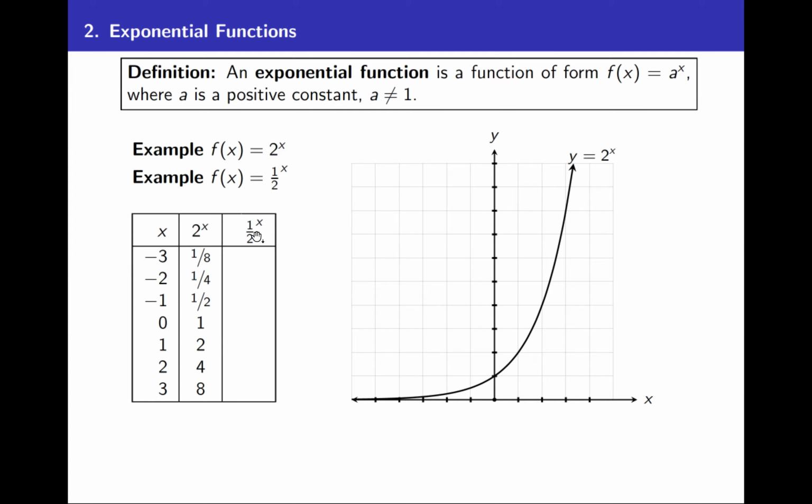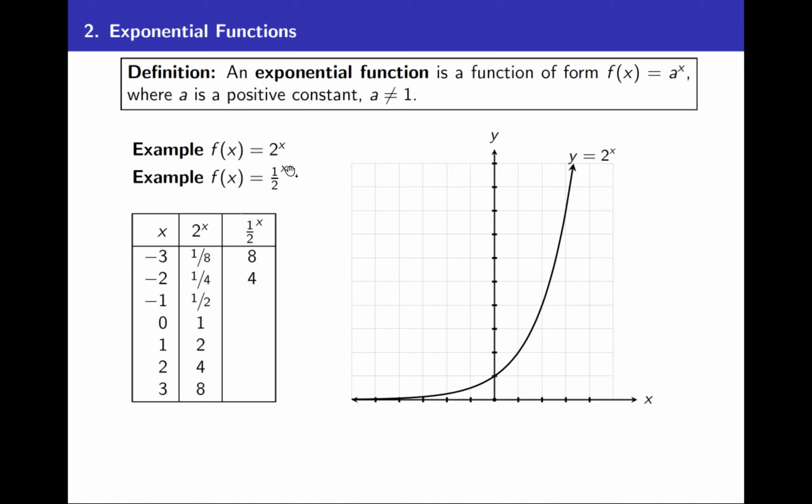Let's see what that looks like if we plot it. Well, 1/2 to the power of -3 would be 1 over 1/2 cubed. And if you work that out, it's 8. 1/2 to the -2 would be 1 over 1/2 squared. That's 1 over 1/4, which is 4.